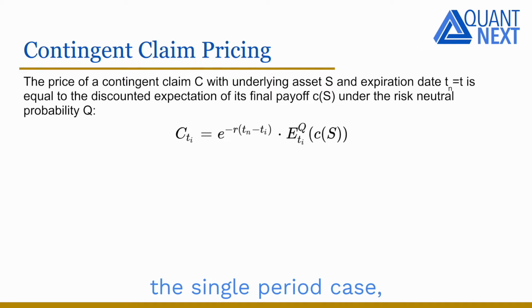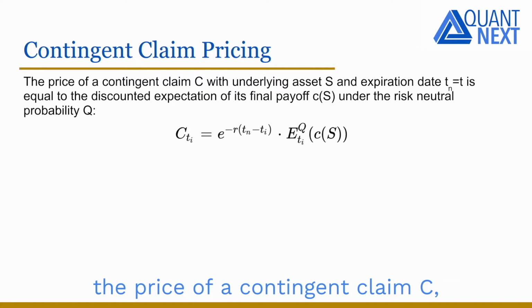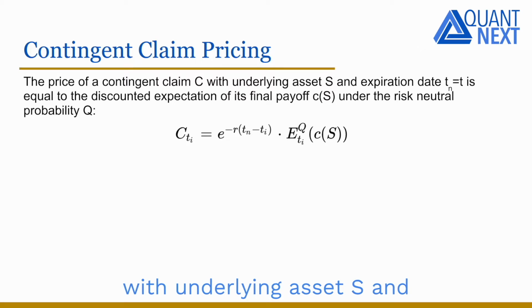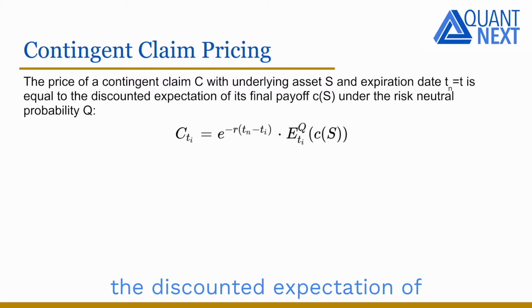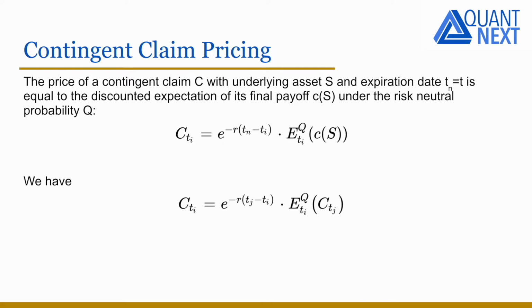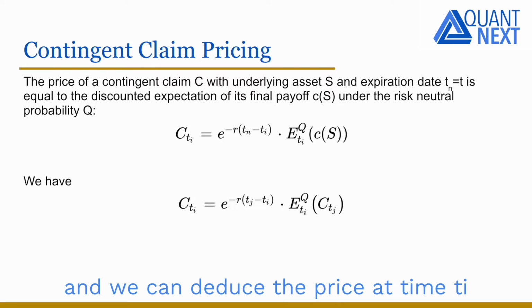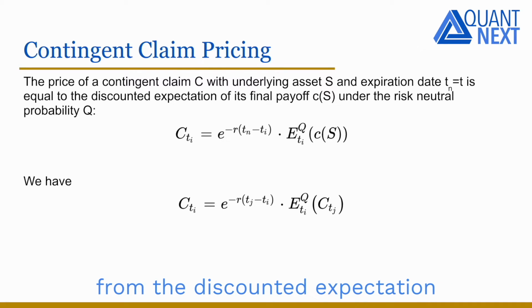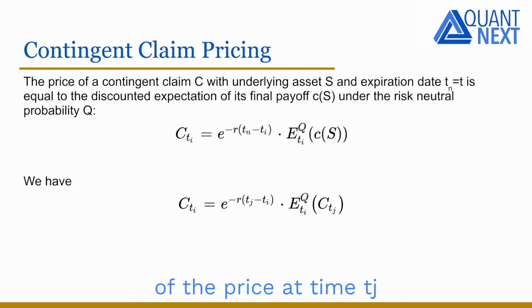Again, similarly to the single period case, the price of a contingent claim C with underlying asset S and expiration date T is equal to the discounted expectation of its final payoff under the risk-neutral probability Q. The discounted price of the contingent claim is a martingale, and we can deduce the price at time ti from the discounted expectation under the probability Q of the price at time tj, with tj higher than ti.